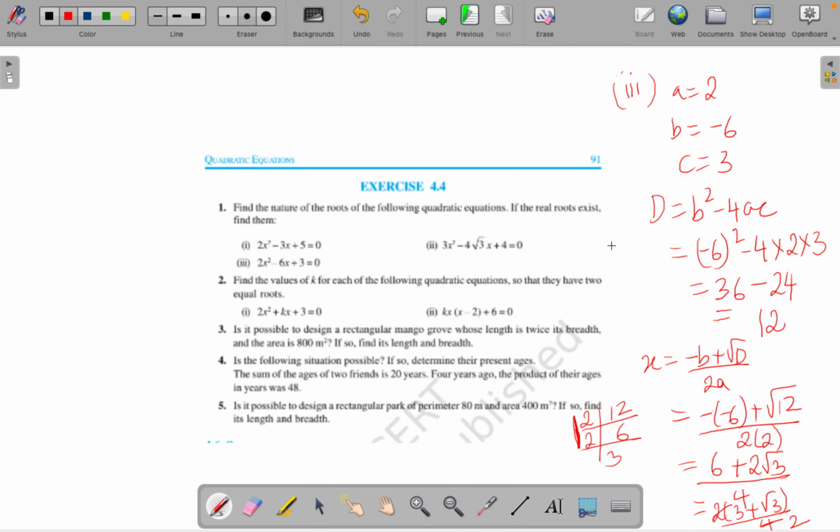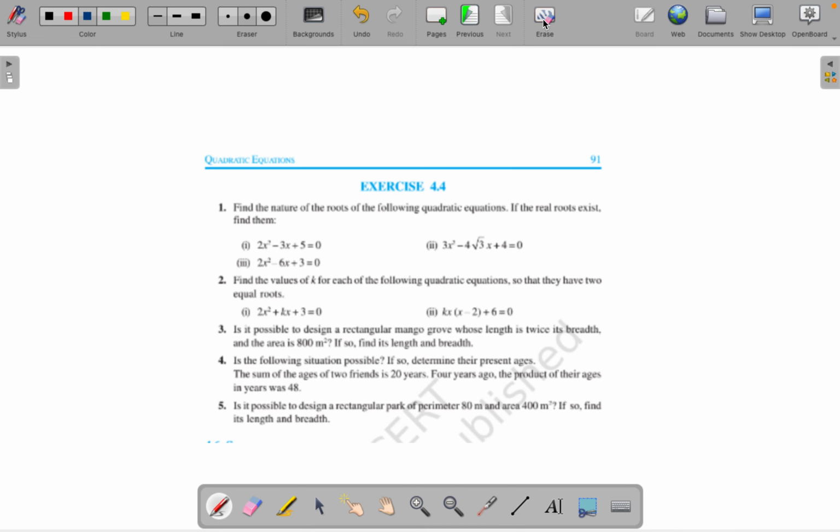Now similarly, the other root will be, in place of plus, we will have minus, children. Right? In place of this plus, we will have a minus sign, right? So that is your second answer. So this is all about how to find the nature of the roots. If D is positive, the roots are real and unequal, okay? Now, how to go about the next question?